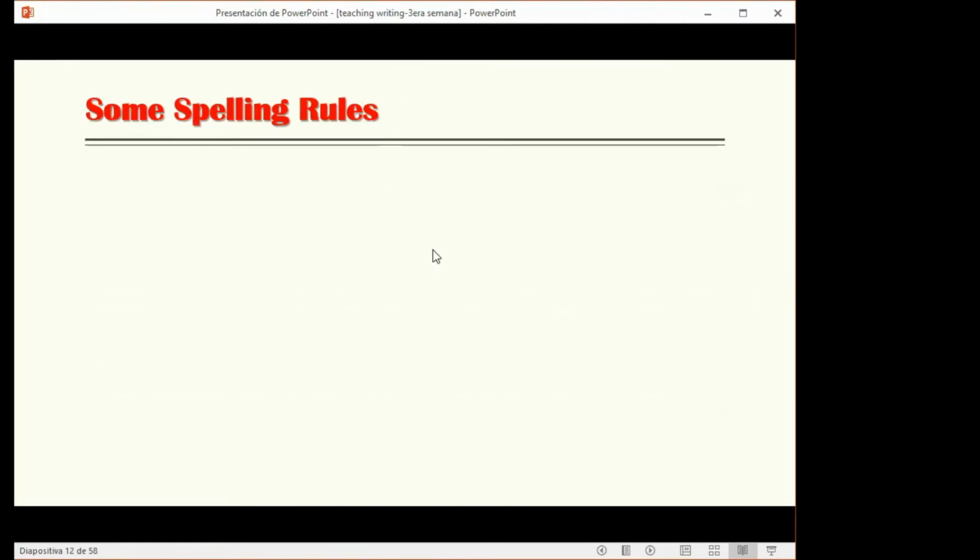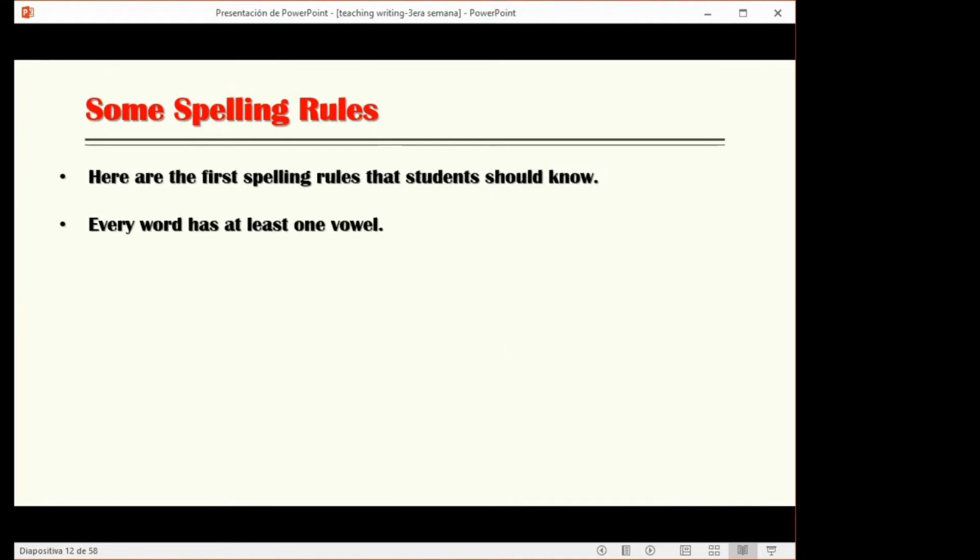Now, let's see some general rules that we have in the English language that we need to teach our students. They need to manage these spelling rules. Let's see some of them. So here are the first spelling rules that students should know. Every word has at least one vowel. It's very important to remember that with our students. There is no word without vowels. Every syllable has one vowel. Generally, remember, generally, every syllable has one vowel.